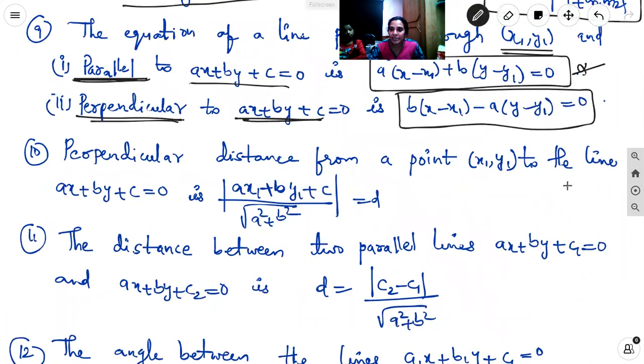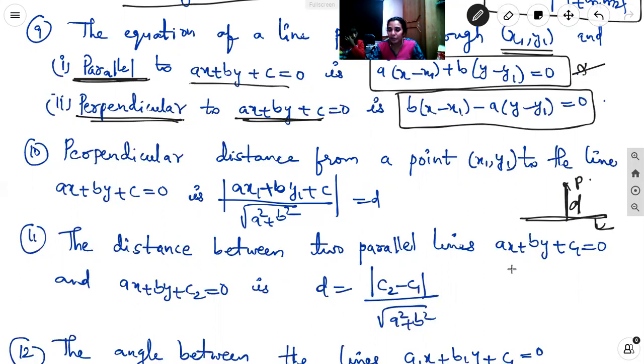Now, the perpendicular distance from a point to any line. This is a line, and this is a point P. What is the perpendicular distance? The perpendicular distance is denoted by D, that is equal to modulus of (a x1 plus b y1 plus c) by under root of a square plus b square.